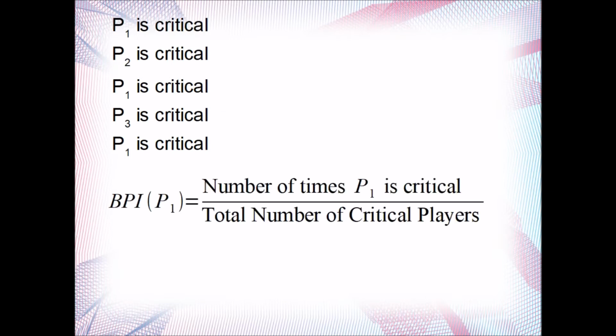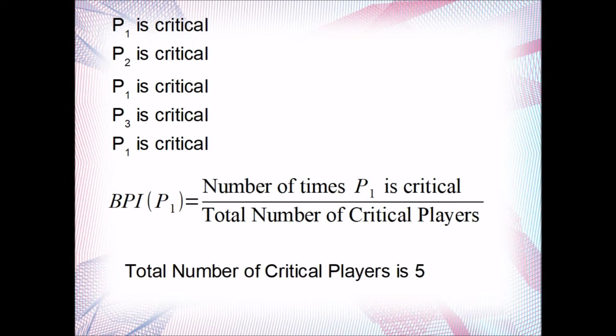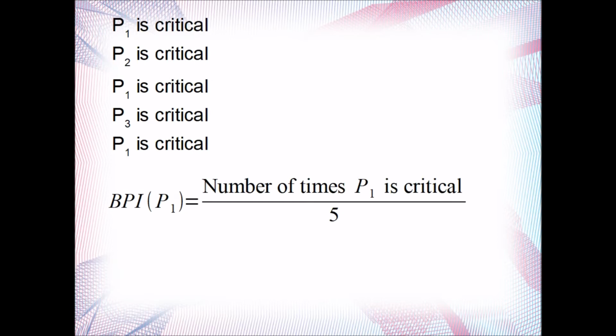Now what I need to do is set up my fraction here. So remember, I'm looking for the BPI for player 1. That means on the top we'll have the number of times that player 1 is critical, and on the bottom we'll have the total number of critical players. So if you count, I can see that I have 5 critical players on my list. So I'm just going to change my fraction to have the denominator of 5.